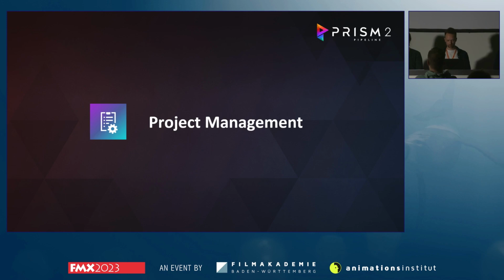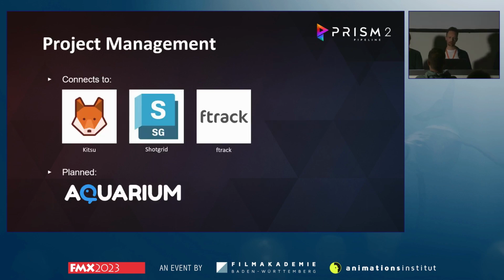Okay, let's talk about project management. Very important topic, not everyone's favorite, but definitely something which should be integrated into every workflow. And in Prism 2, we have a project management plugin which takes care of some basic task assignment, tracking notes, feedback notes, and also setting status of specific versions. This is not really the focus of Prism, so it's much more powerful when connecting it to other tools which are much better at that, like Kitsu, ShotGrid, or FTrack. For Prism 1, there's also a plugin for Aquarium, and the developers are also planning to update that for Prism 2.